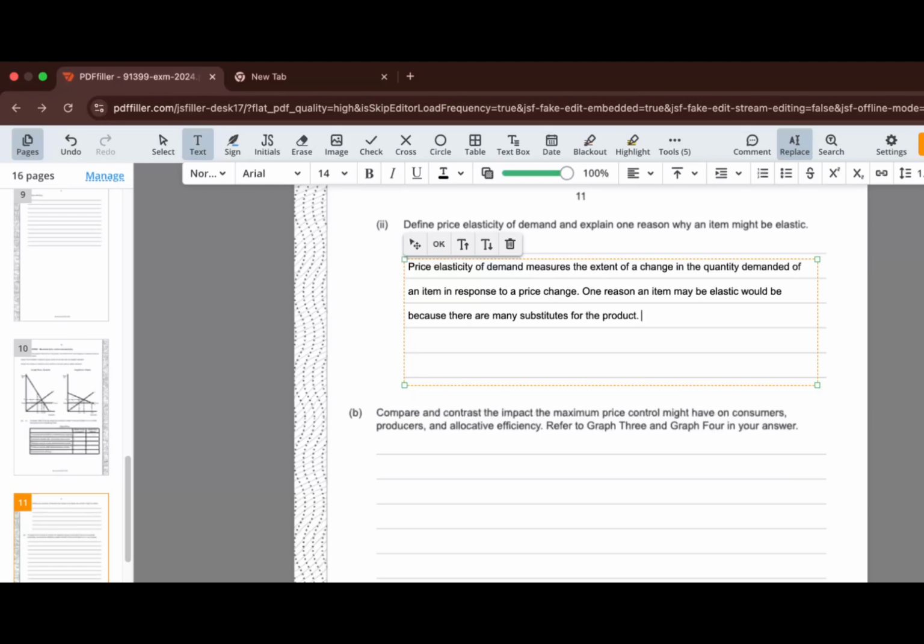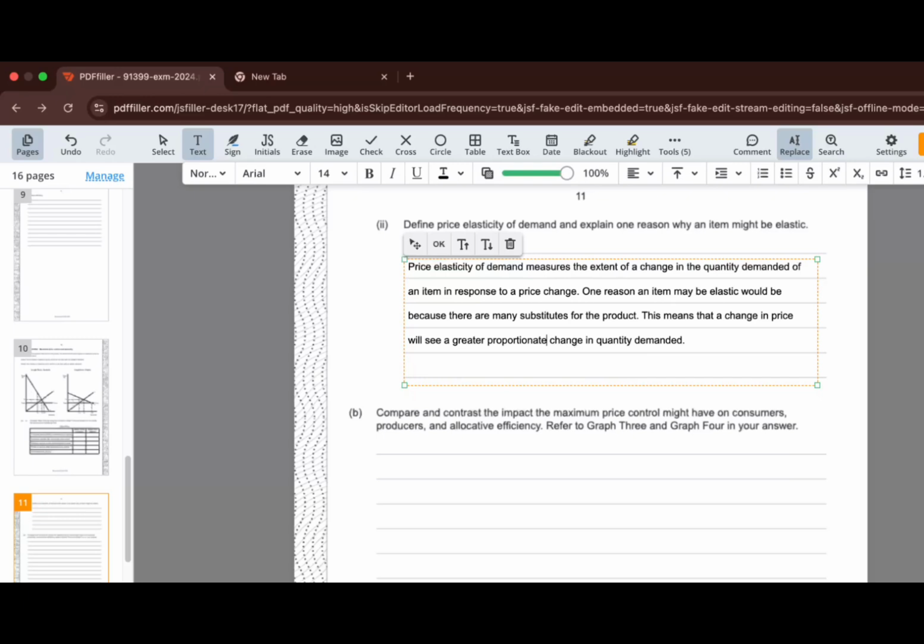We don't really need to go into why that is. We just kind of need to give that base level reason, even for the merit mark, which is what this question is. And then we'll just quickly explain what an elastic good means. So this means that a change in price will see a greater proportionate change in quantity demanded. Alright, guys, that's kind of what they're looking at there for II. Pretty straightforward. That's a merit question.